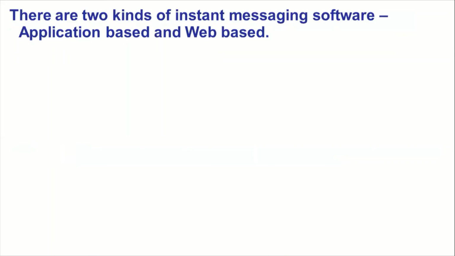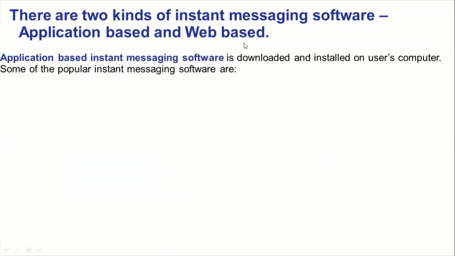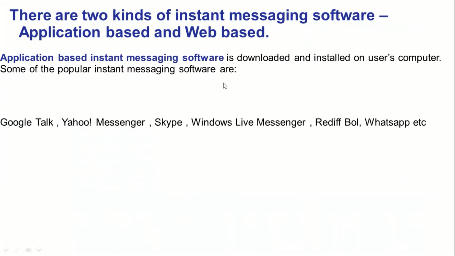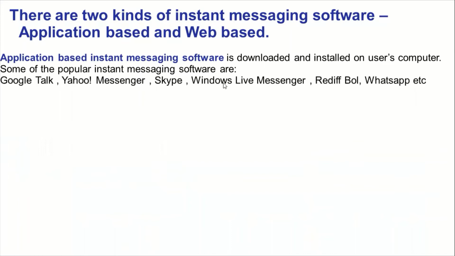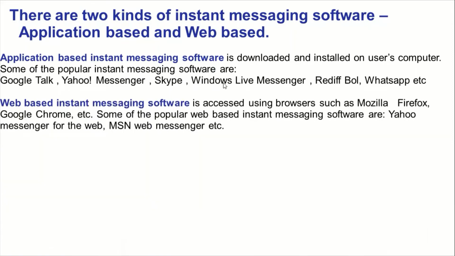There are two types of instant messaging software: application-based and web-based. Application-based software are those in which you have to download and install an application on your computer. Some popular ones are Google Talk, Yahoo Messenger, Skype, Windows Live Messenger, Rediff Bol, WhatsApp. You have to install the WhatsApp app, Google Talk, or Google Hangouts to use them.